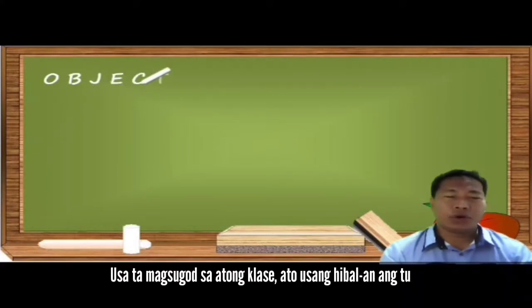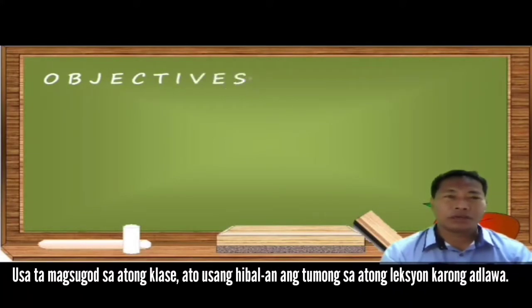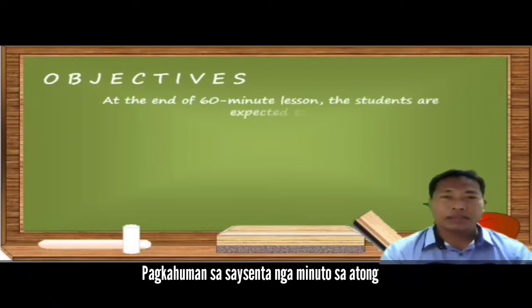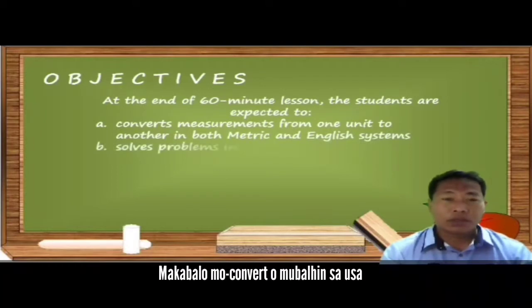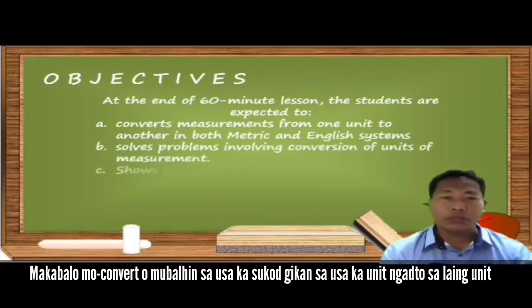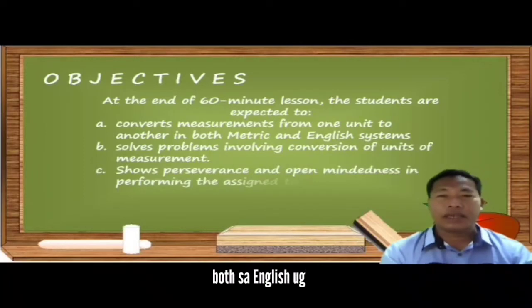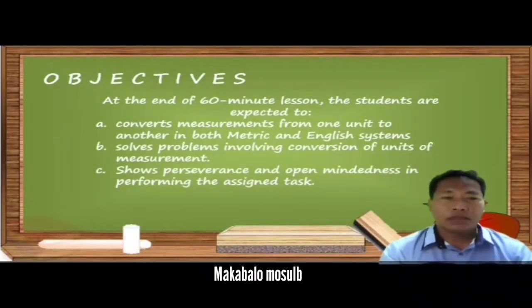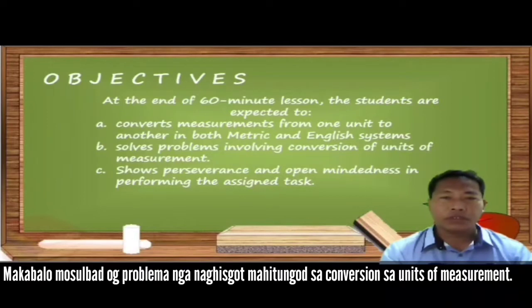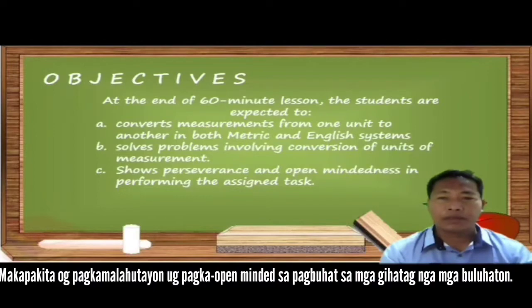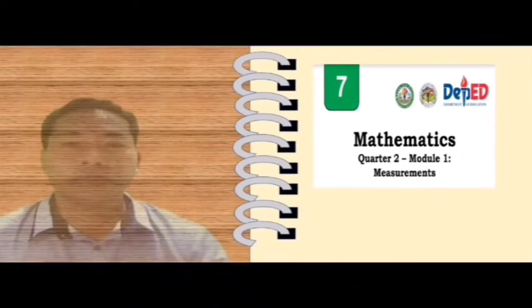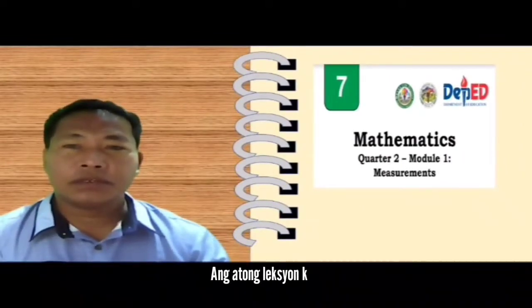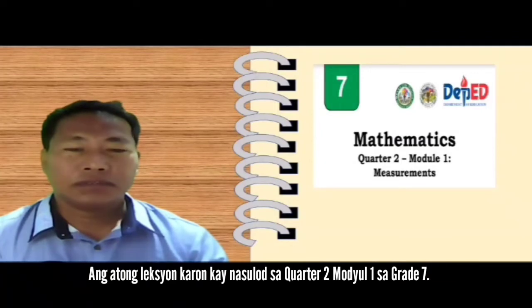Before we start our topic, let us first read the objectives. At the end of a 60-minute lesson, the students are expected to convert measurements from one unit to another in both metric and English systems, solve problems involving conversion of units of measurement, and show perseverance and open-mindedness in performing the assigned task. This topic is under Quarter 2, Module 1 of Grade 7.